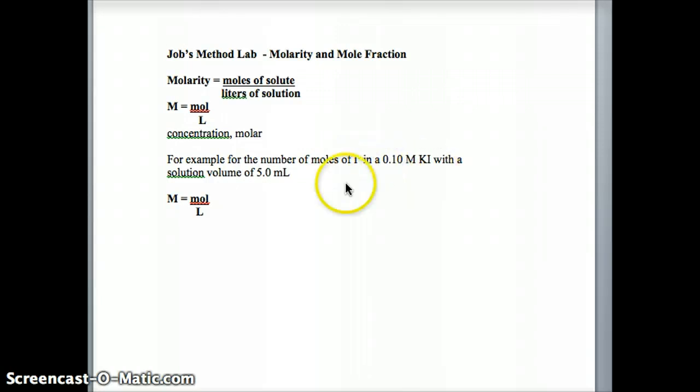For example, calculating the number of moles of iodide ion in 0.10 molar potassium iodide solution with a volume of 5 milliliters. We will be using the molarity equation. Molarity equals moles over liters. To do this, you'll plug in your molarity, which is 0.10 molar. Then your number of moles is going to be your X, and then you're going to divide by your number of liters. However, they gave us milliliters, so we have to convert it to liters.